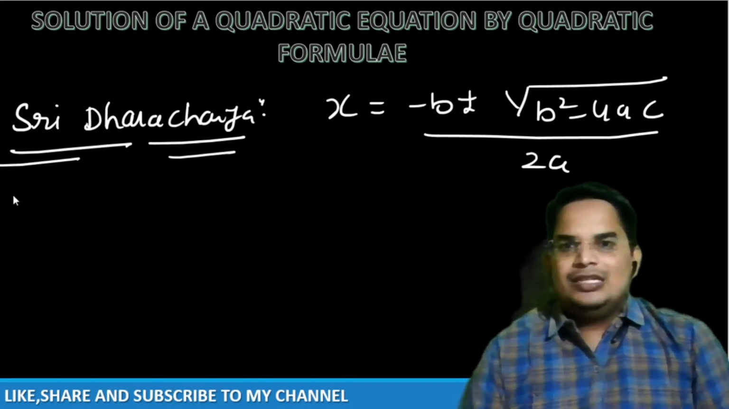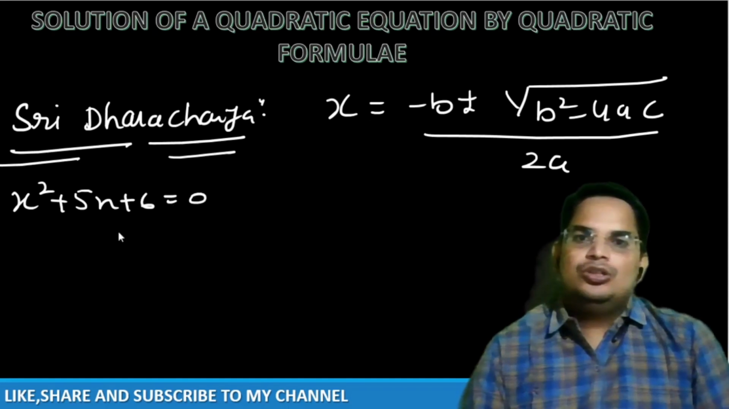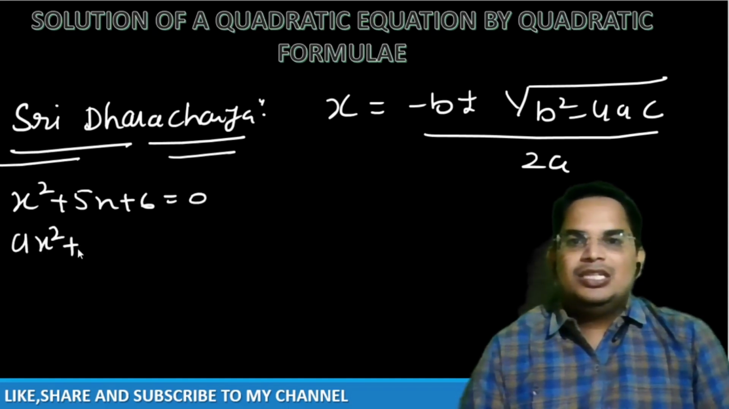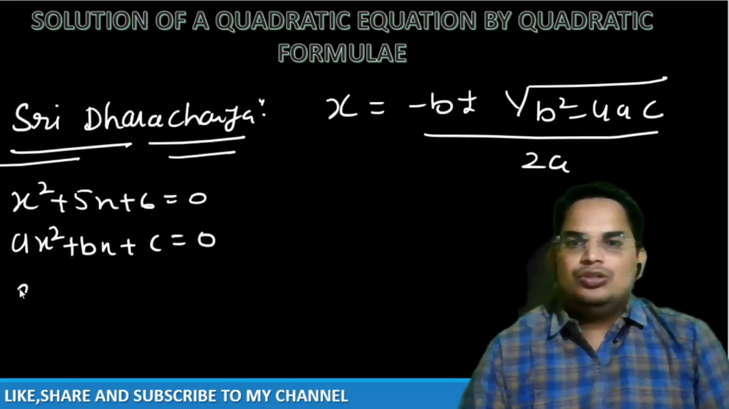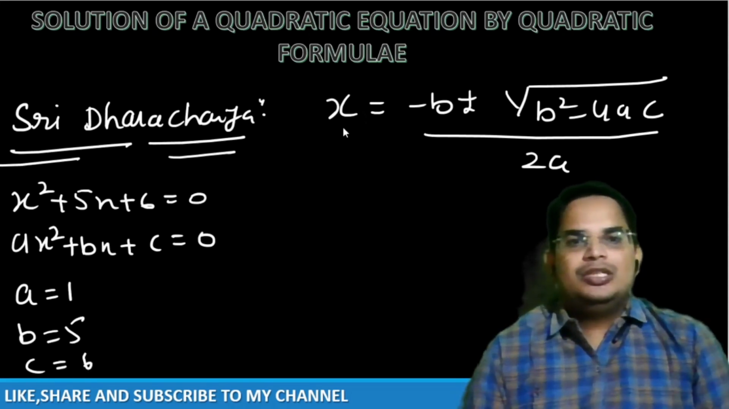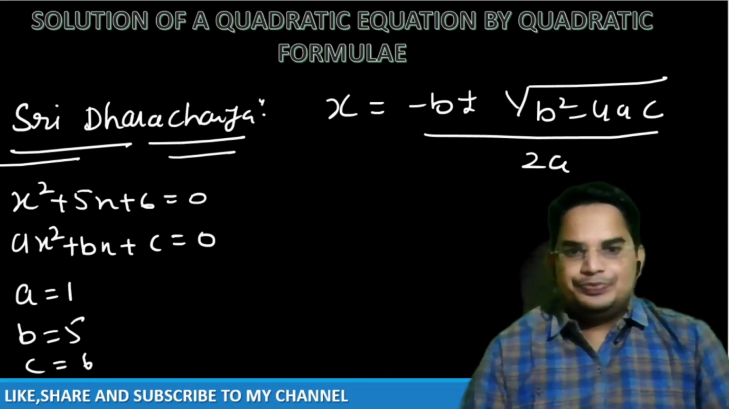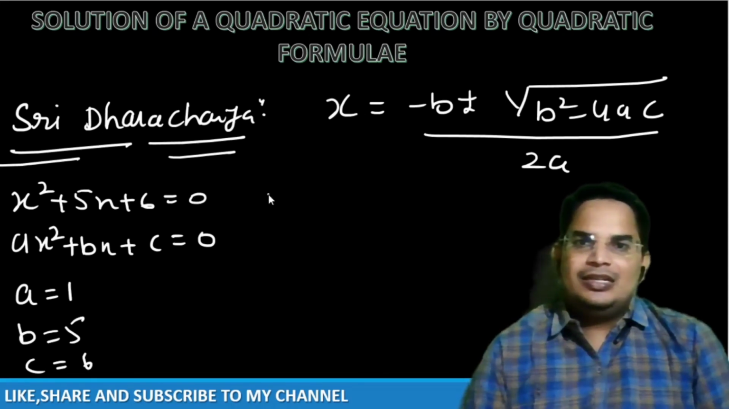So I have the equation x square plus 5x plus 6 is equal to 0. Now I will compare this equation with the standard equation, that is ax square plus bx plus c is equal to 0. Now I can say a is equal to 1, b is equal to 5 and c is equal to 6. Now I'm going to put these values in our formula. So how can I put the values? Look at this. I can write it here like this.